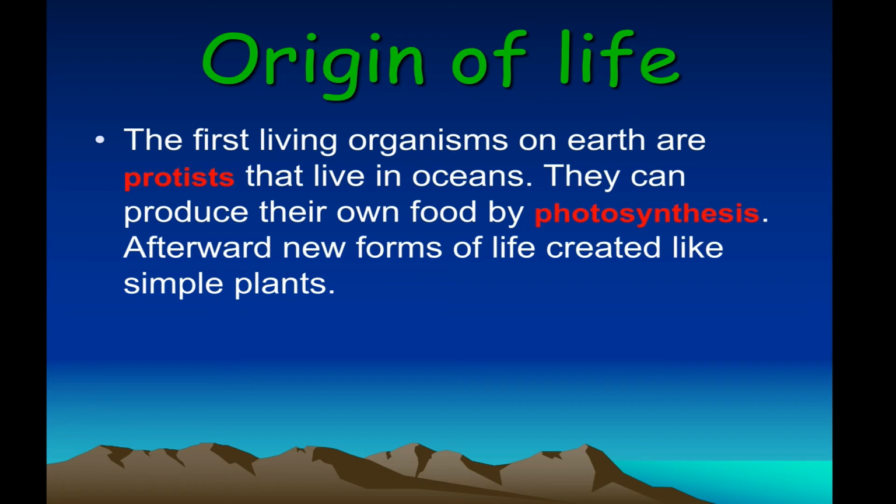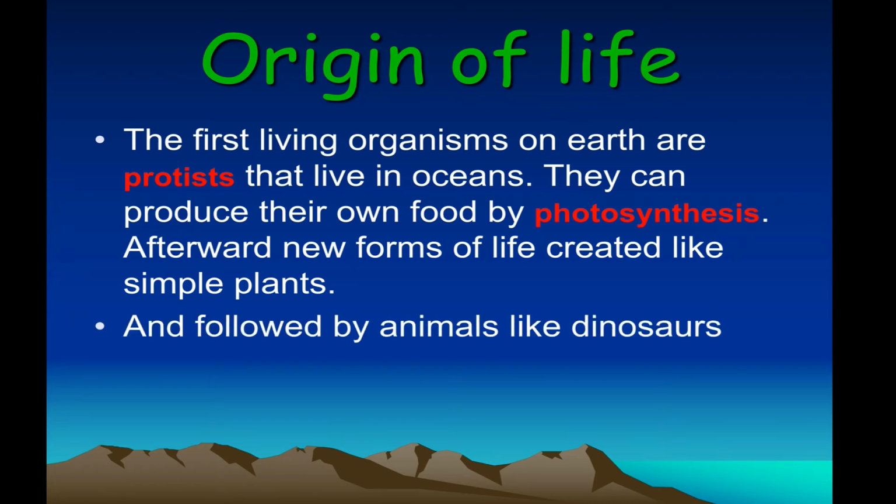But protists are mainly unicellular organisms, which means they're made up of just one cell. But some of them contain chlorophyll, like plants. They are green in color, and they produce their own food by photosynthesis, like plants. Afterwards, new forms of life were created, again producers, which are plants.